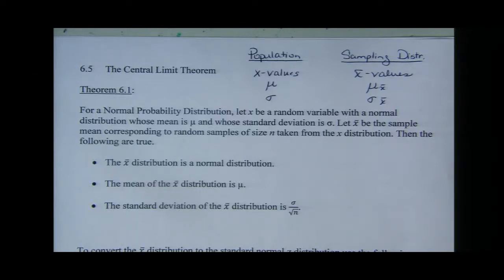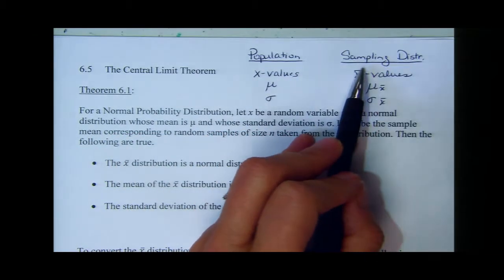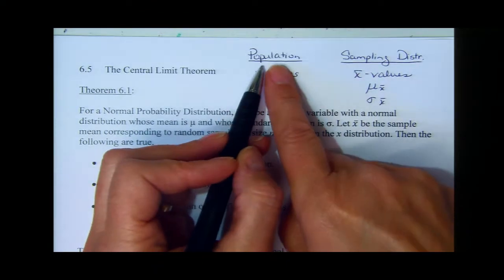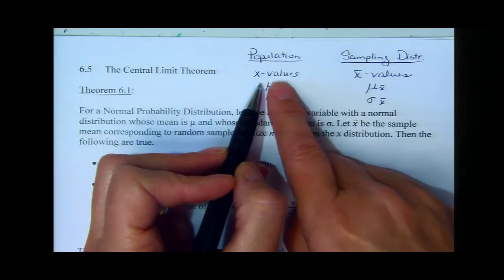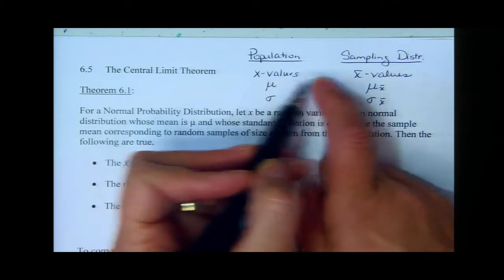In 6.5, I want to start out with a quick review of what we talked about at the end of 6.4. We looked at the difference between a population distribution and a sampling distribution. I just want to remind you that a population is a set of X values. Each one represents an individual value.